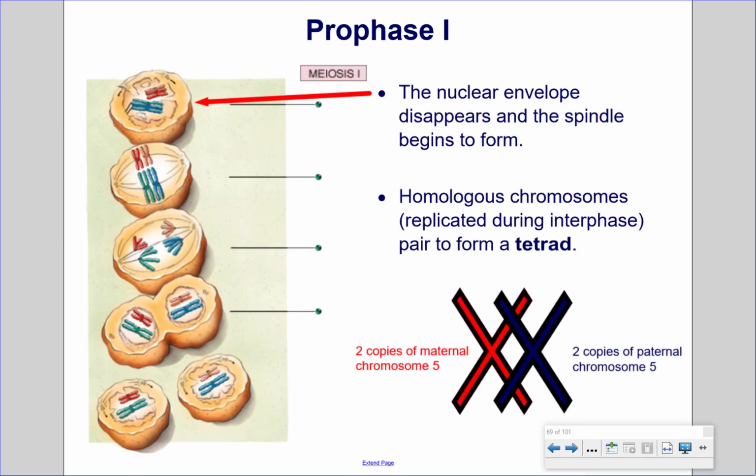Prophase I. In Prophase I of Meiosis I, the nuclear envelope disappears and the spindle begins to form. Homologous chromosomes, which were replicated during Interphase, pair to form a tetrad. As shown here in the diagram below, there are 2 copies of maternal chromosome 5 and 2 copies of paternal chromosome 5.